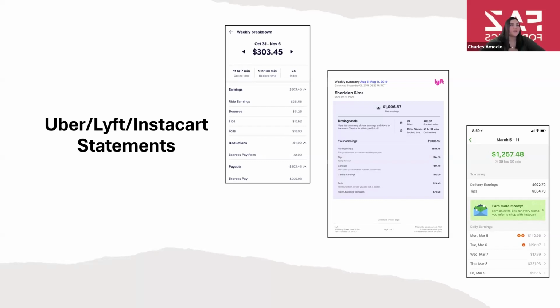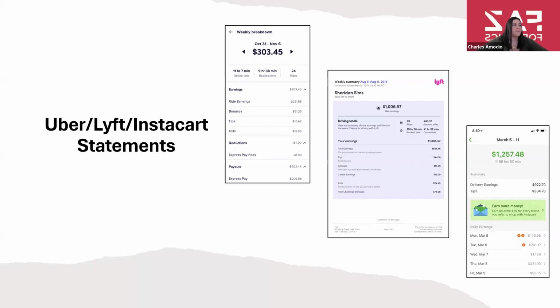So the first one here is Uber. The Uber statements show the week that they worked, how much they earned in just rides, how much they earned in tips, any bonuses they received on the apps, because sometimes the apps will push out incentives to get people to work more. So they'll say, if you have a certain number of rides this week, we'll give you $50 or something along those lines.